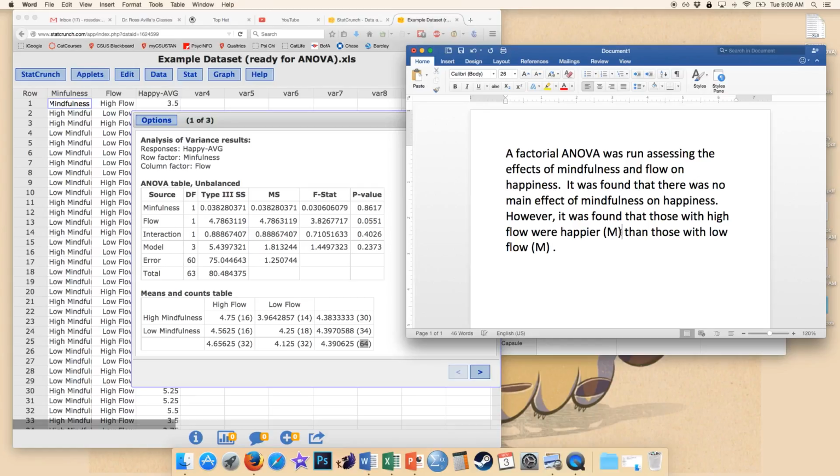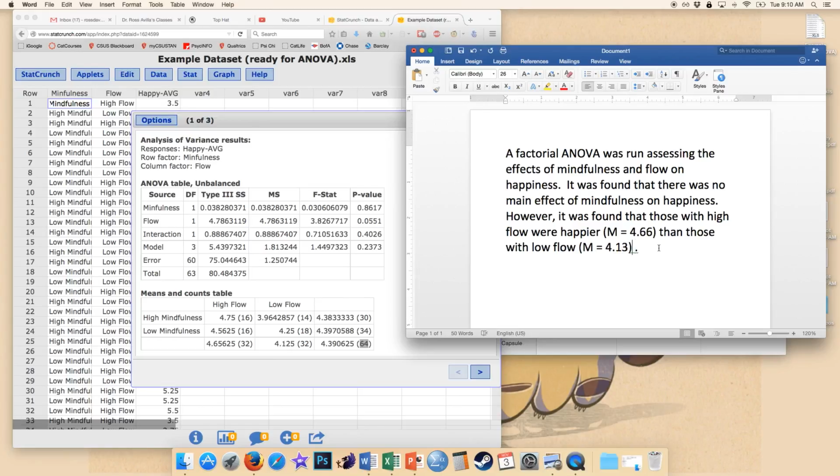And so right here, the mean for people who are high flow is 4.66. Put in 4.66. And those for low flow was 4.13. We always want to round that to the hundredth place.